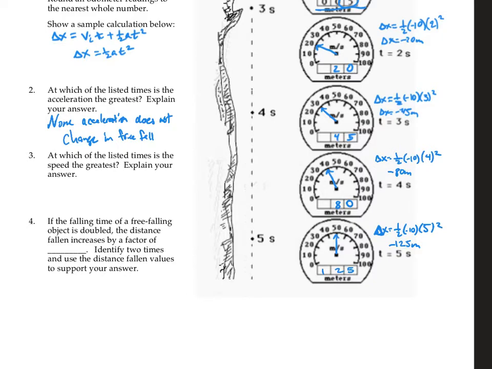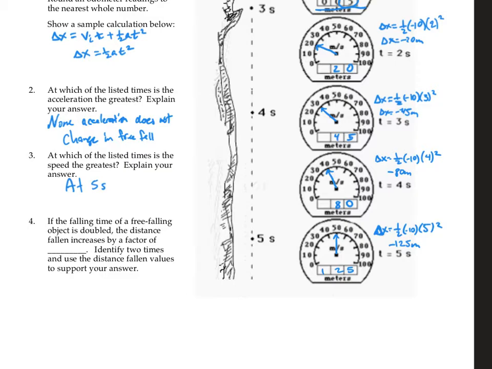Number 3 here, at which of the listed times is the speed the greatest? Well, I see my speedometer going up as I'm traveling down. The highest reading on the speedometer is at 5 seconds because as this falls down, it's progressively speeding up, and it's always going to do that. So the speedometer is greatest at 5 seconds. So that is where the speed is the greatest.